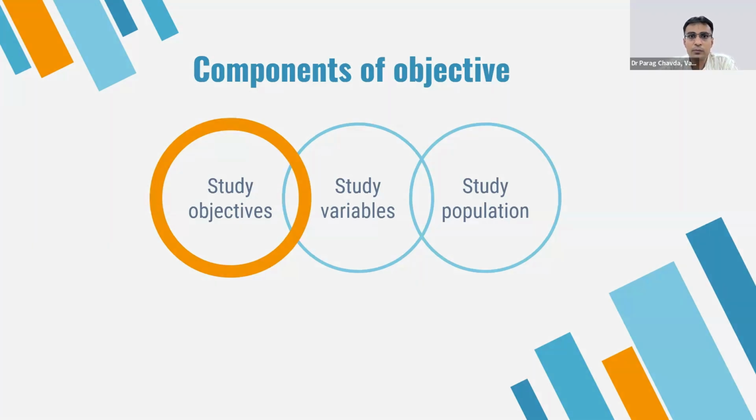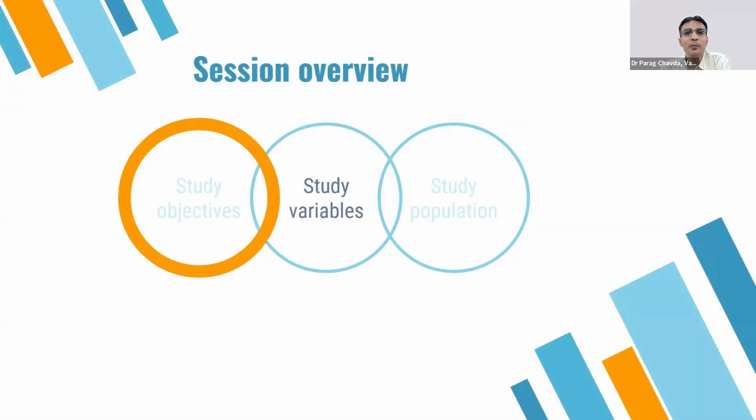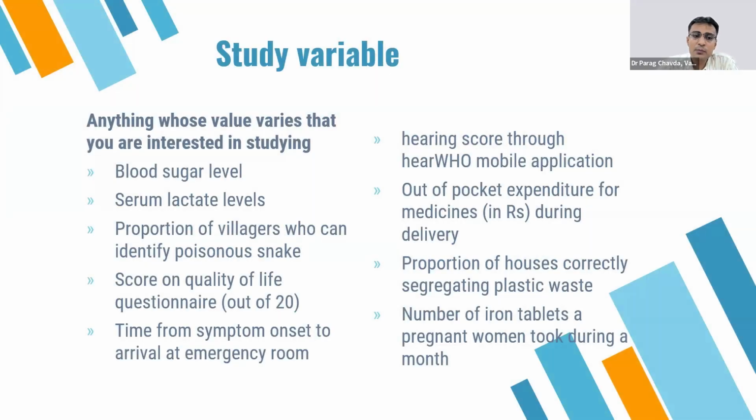So what is a study variable? In community medicine and biostatistics class, for second year students, if you have started studying biostatistics, you might have come across the terminology of what is data and what are variables. A study variable, or variable per se, is anything whose value varies and that you are interested in studying. For example, blood sugar values would vary from person to person, and within an individual person it can vary from time to time.